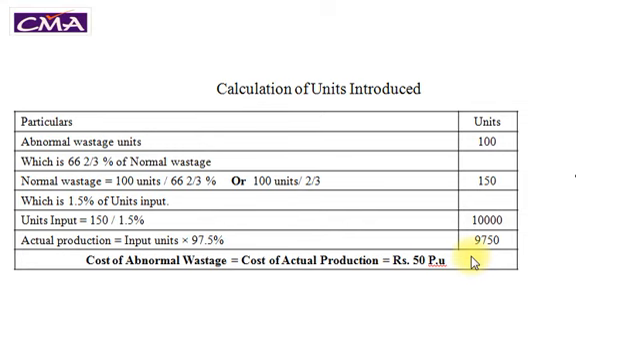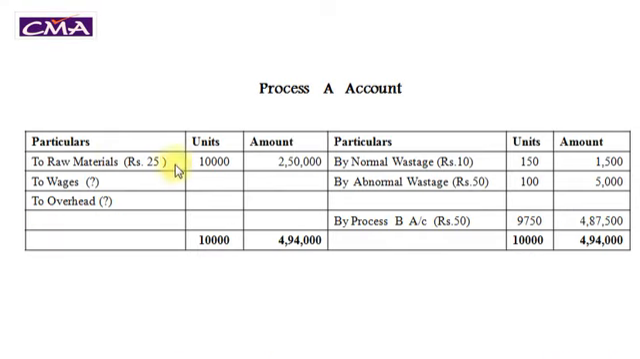And now by putting all these data in our process account A, we will get wages and overheads. So here our raw material input 10,000 units multiply 25 rupees amounts to 2,50,000. Normal wastage 150 units multiply rupees 10, 1500. Abnormal wastage 100 units multiply 50, that is rupees 5,000. And by process B, output transferred 9,750 units at rupees 50, and total amount 4,87,500. And now by closing this process A account, we will get wages and overhead figures.